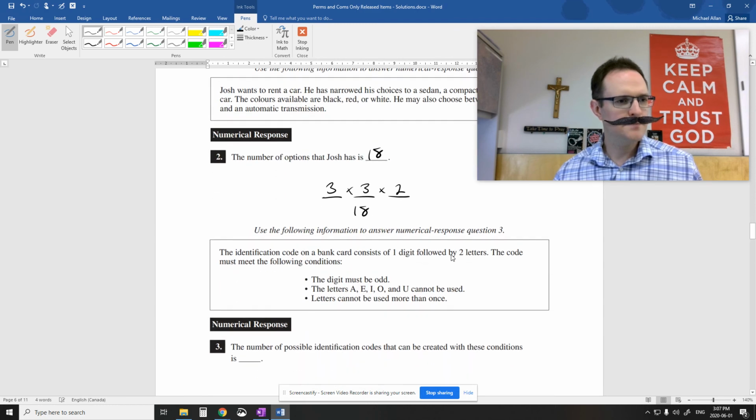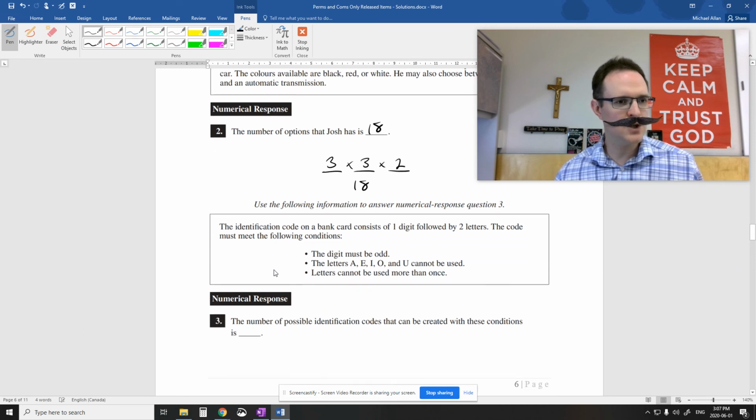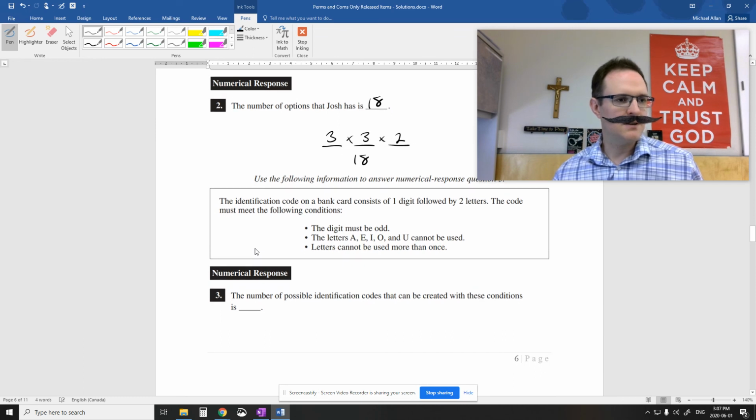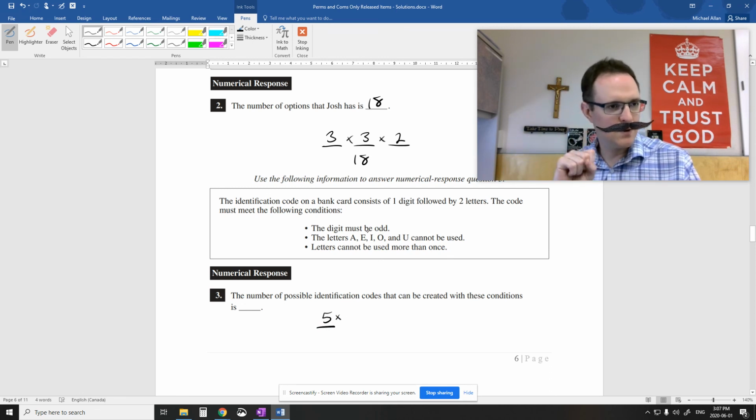Not too bad. An identification code on the bank consists of 1 digit followed by 2 letters. The code must meet the conditions. Okay, the digit must be odd. So we have 5 choices for that one. The letters 1, 2, 3, 4, 5 cannot be used.